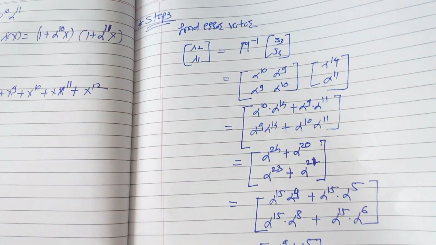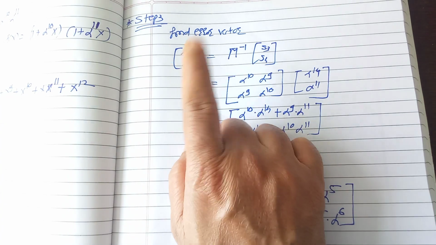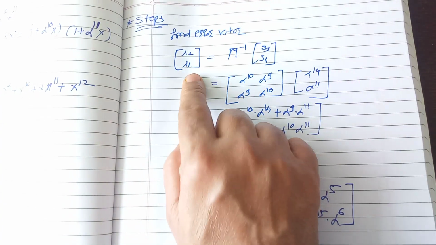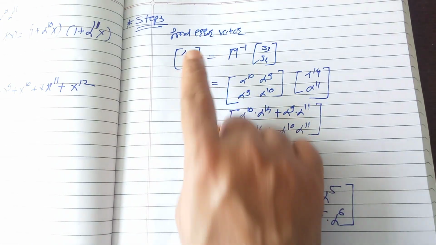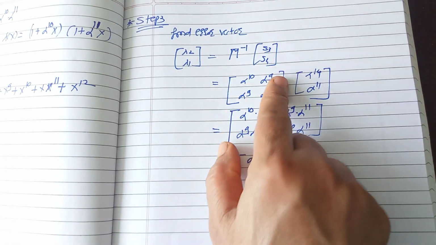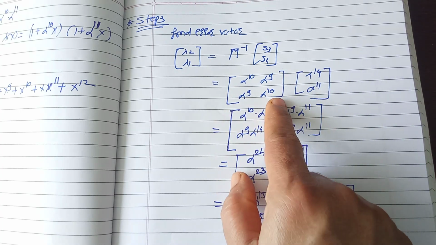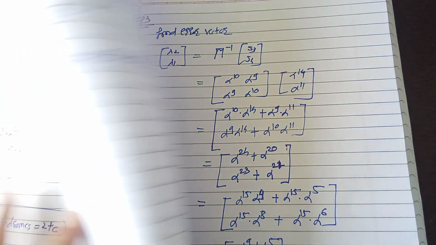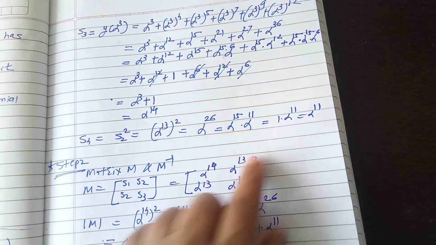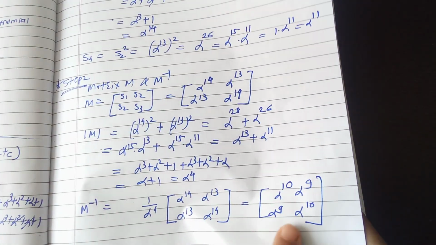So after that, step 3 is find error vector. Error vector is, you have to learn by heart this equation: lambda 2 lambda 1 is equal to M inverse S3 S4. M inverse, we have seen it as alpha 10, alpha 9, alpha 9, alpha 10. S3 is alpha 14, S4 is alpha 11.